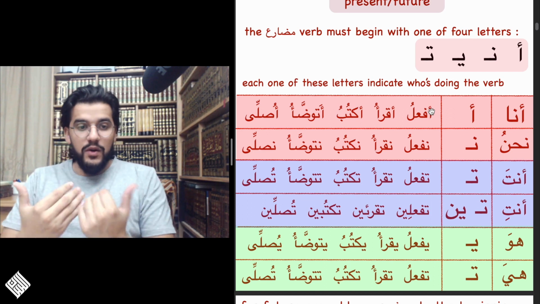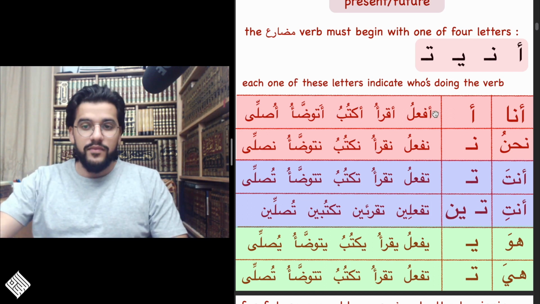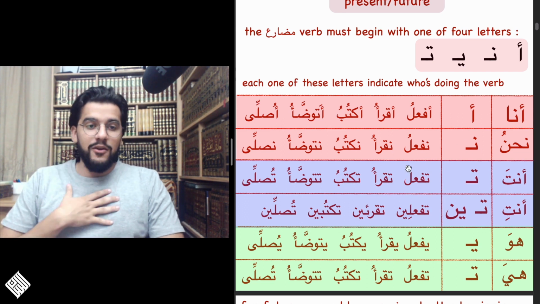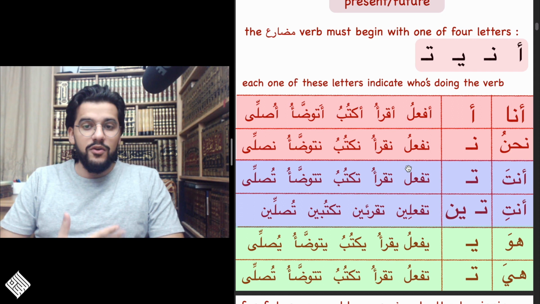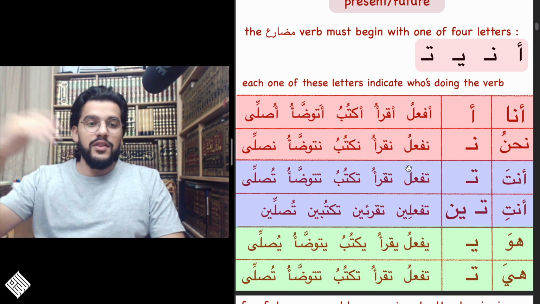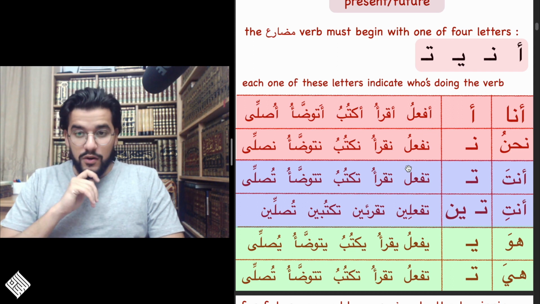Now, if the doer is we, نحن, then the present verb or the مضارع will begin with a noon. So نفعل, that means we do. نقرأ, we read. نكتب, we write. نتوضأ, نصلي, and so on.